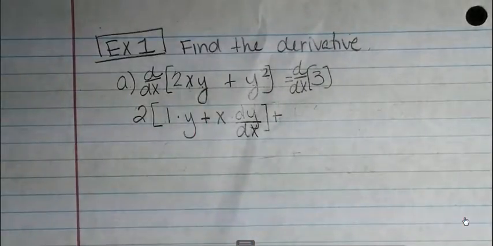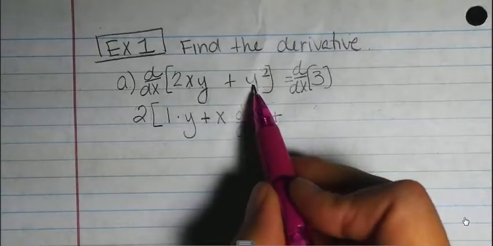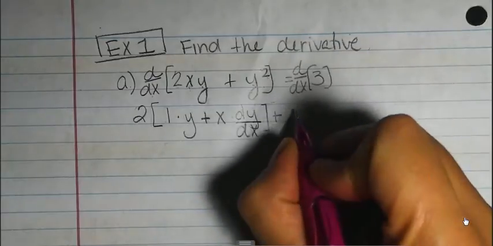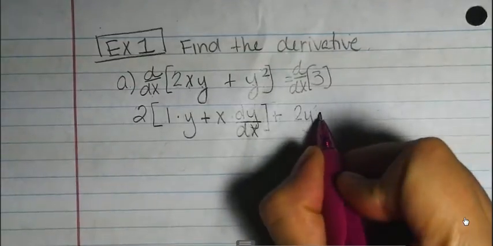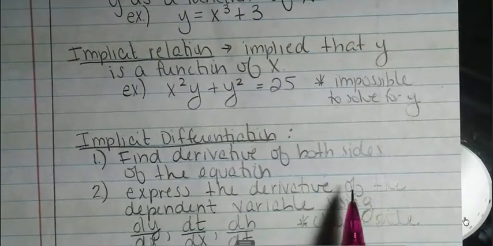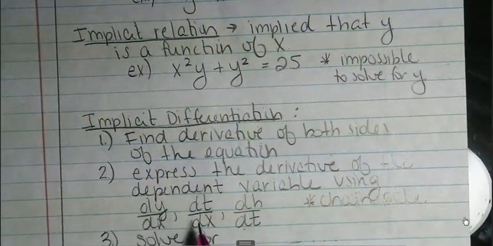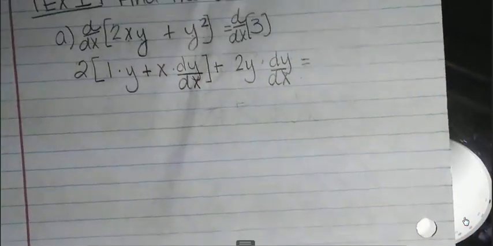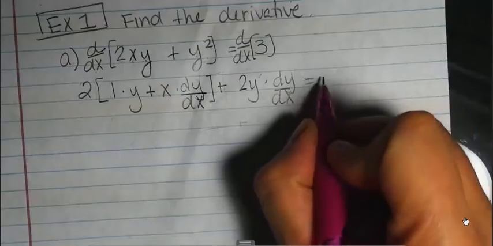Okay, now let's close the brackets because I took care of that first term. Now the second term, that's y squared. So now I'm taking the derivative of y squared with respect to x. You start off with the power rule, so that's going to be 2y. And now I need to chain rule it. That's that second step, where you express the derivative of the dependent variable using dy/dx. The derivative of my inside function, which is just y, is again going to be dy/dx. And on the other side of the equation, the derivative of a constant just gives me 0.